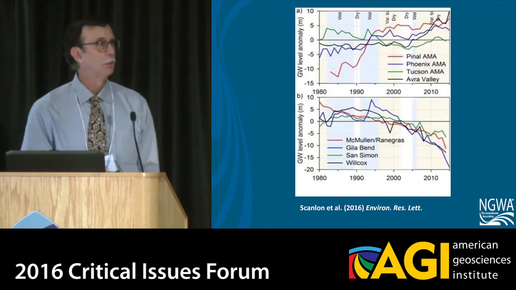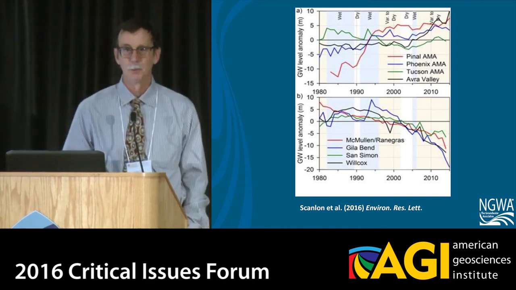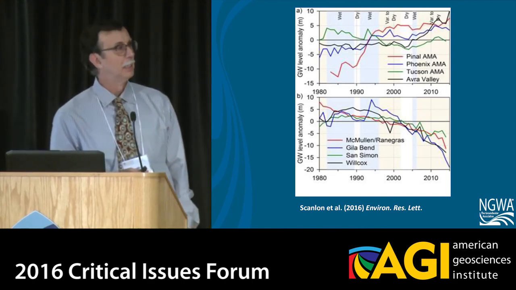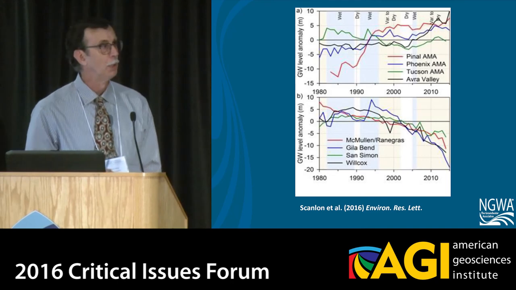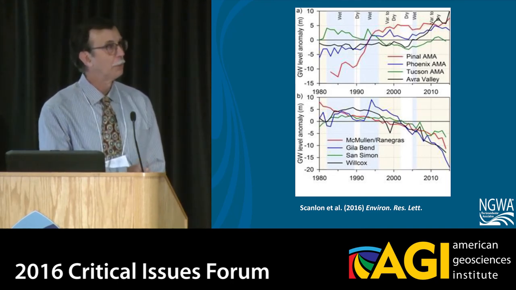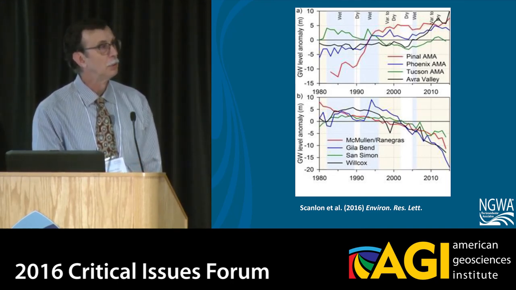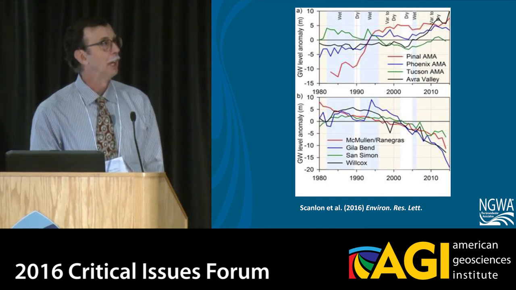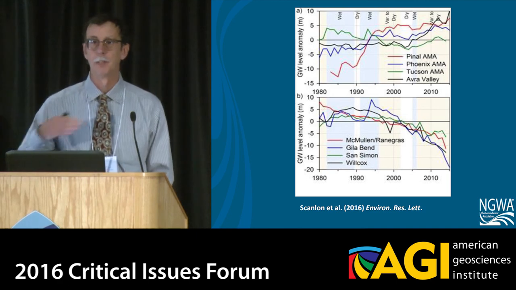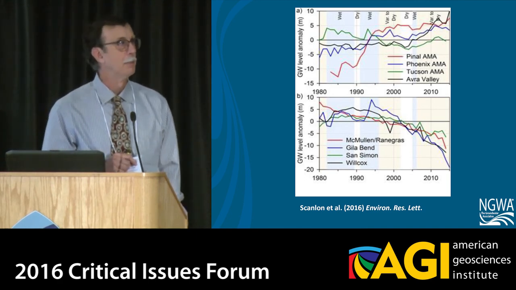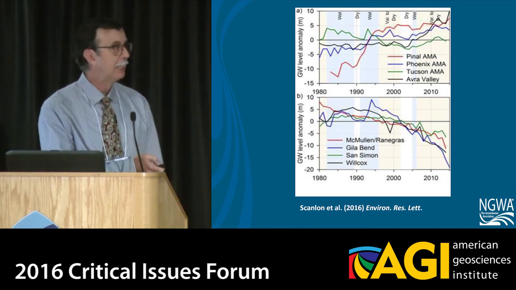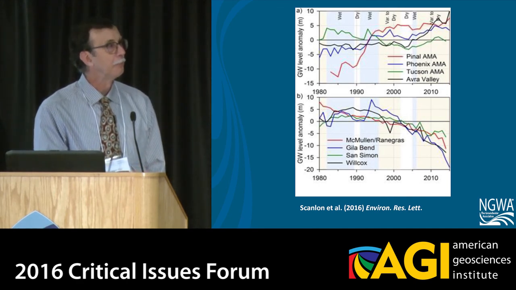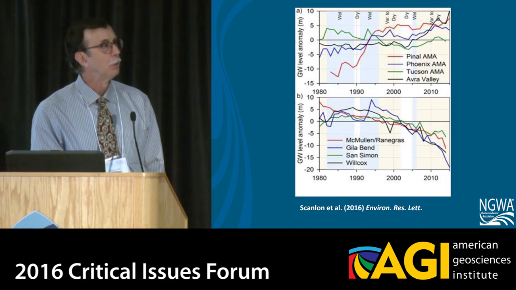And here's a good example. I knew Sharon would give some good background on the Arizona active management areas. If you'll recall, these are the Pinal, Phoenix, and Tucson. This upper graph shows the groundwater level anomaly, a bunch of water level measurements in that particular AMA over time from 1980 to 2010. You can see that it's not only stabilized, but in one case, in the Pinal, the groundwater levels went up.